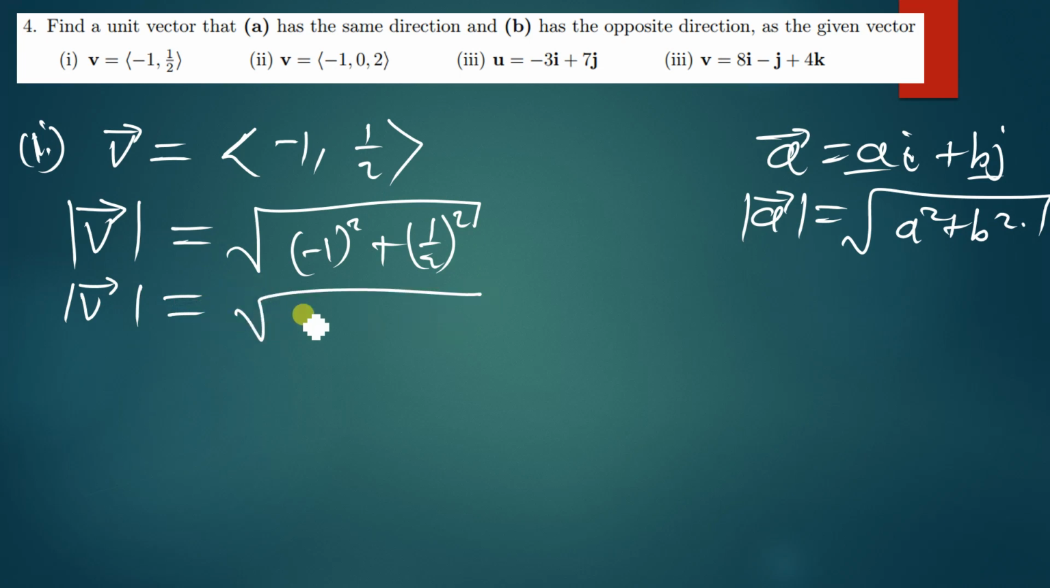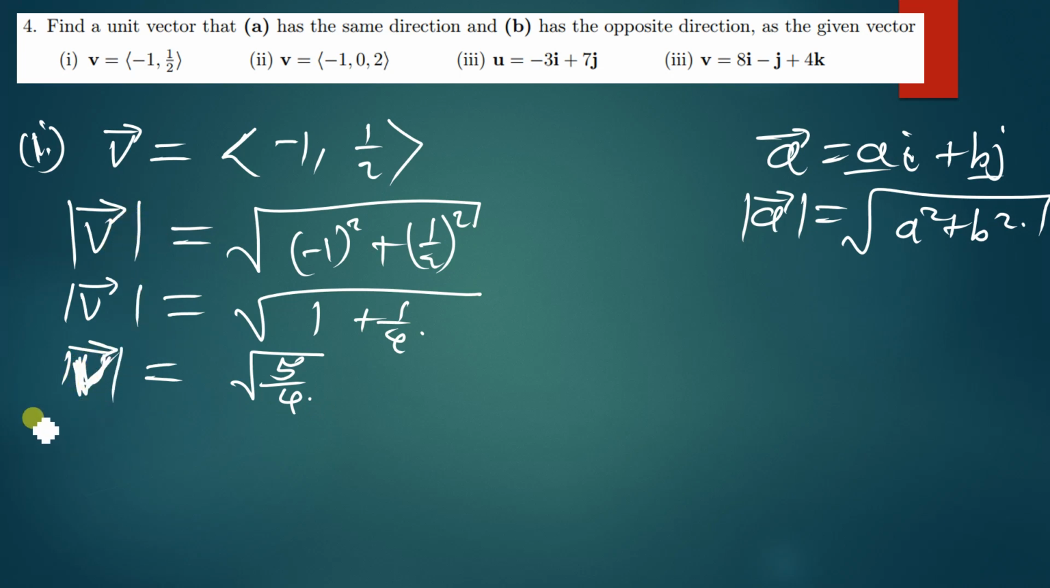This is the square root of 1. Negative 1 squared gives us 1, and 1 over 2 squared gives us 1 over 4. So now if you find the magnitude of this vector V, this will give us 5 over 4. So this will be the square root of 5 over 4. This is the modulus, or the magnitude of this given vector V.